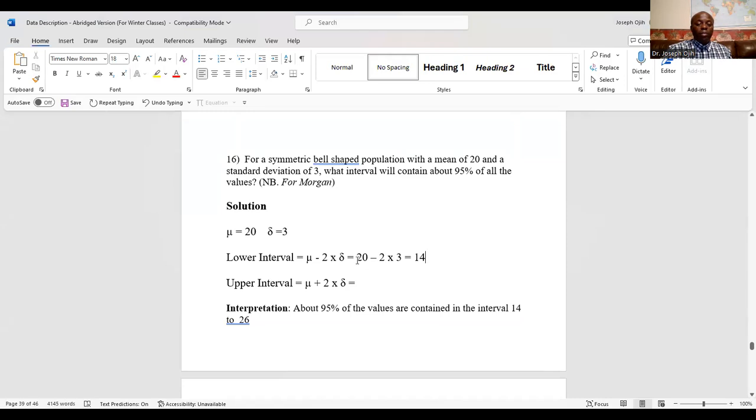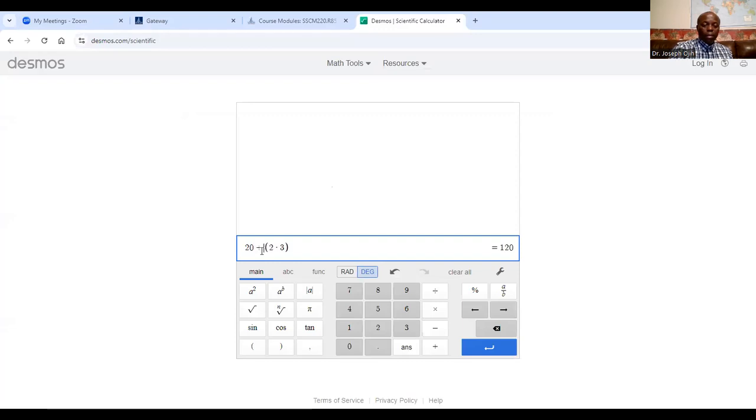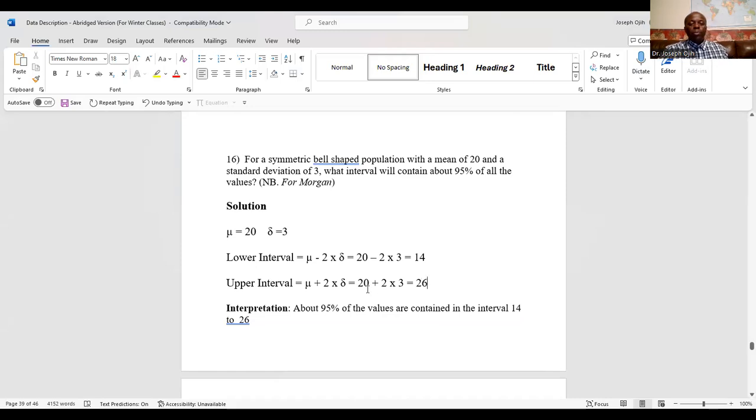On the right side, the upper interval, we do the same thing, but this time use a plus sign. So I'm going to copy this and change it to a plus sign, and on the calculator as well, which gives me 26. So I'm going to put 26. Which means that about 95% of the values are contained in the interval 14 to 26.